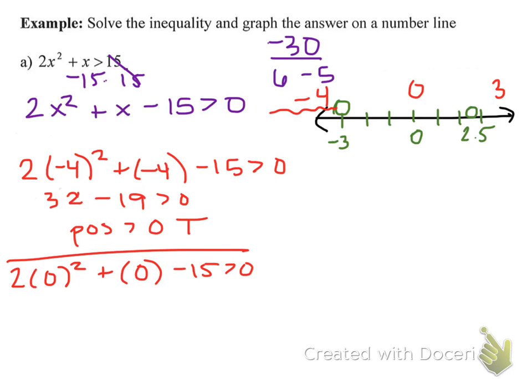So 0 squared is 0 times 2 is 0 plus 0 minus 15, and this is going to be a negative number, so this is going to be false. And lastly, we have to test a 3.